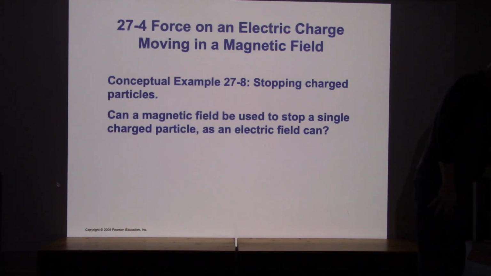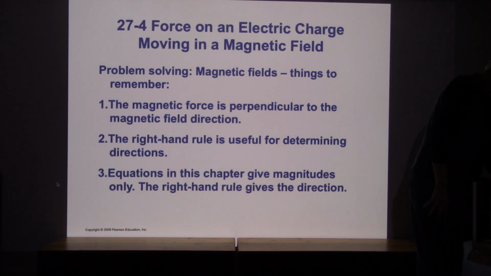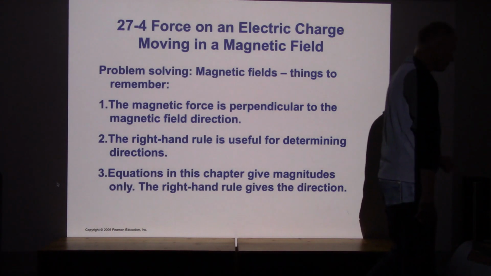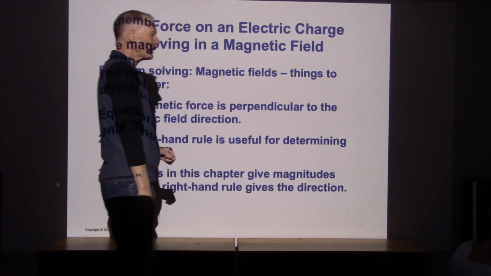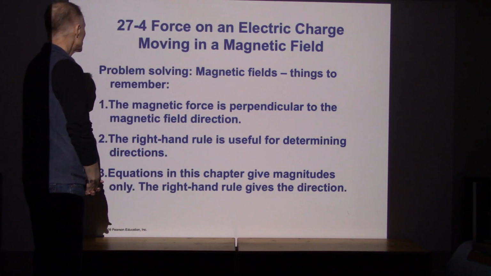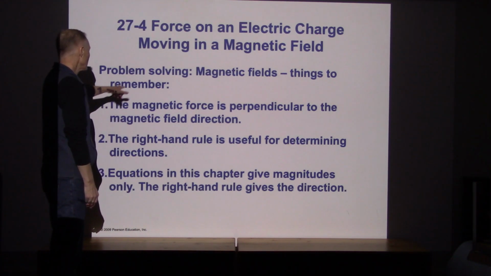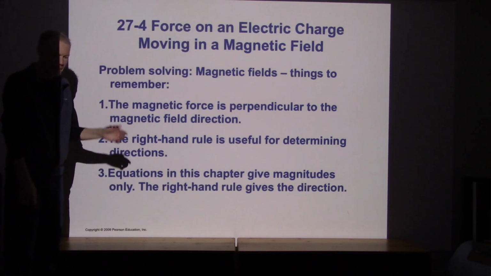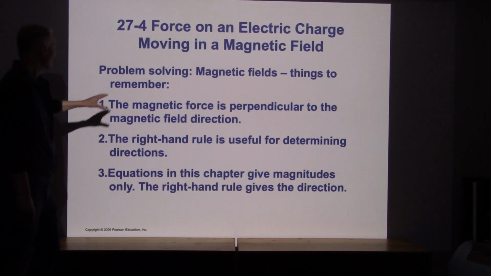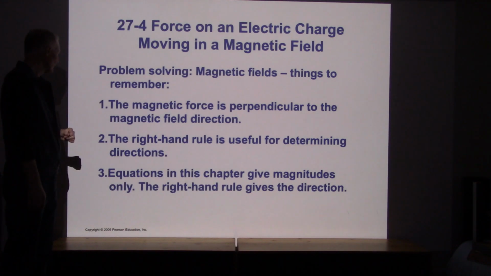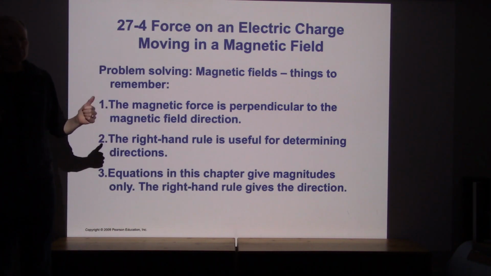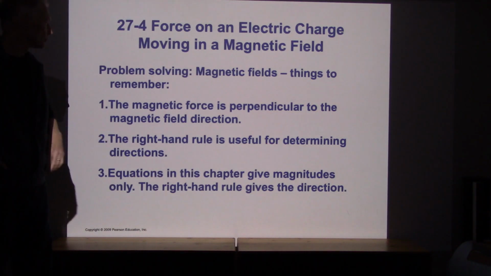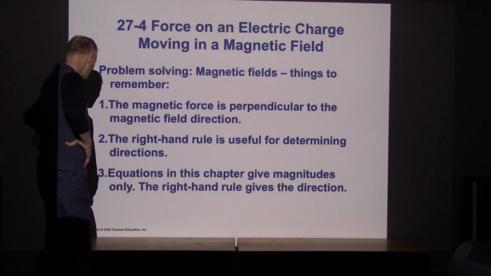Okay, so we've got a force on an electric charge moving in a magnetic field. Things to remember here: the magnetic force is perpendicular to the magnetic field direction. So whatever direction the magnetic field is in, the force is perpendicular to that. It's also perpendicular to the velocity. Now the right-hand rule is useful for determining directions, and we've kind of slipped a few left-hand rules in there also. So you can also think about doing that.